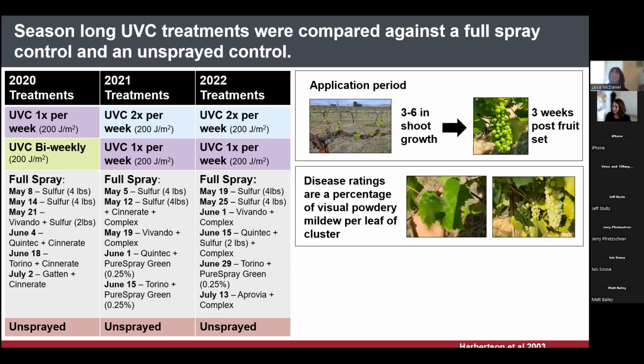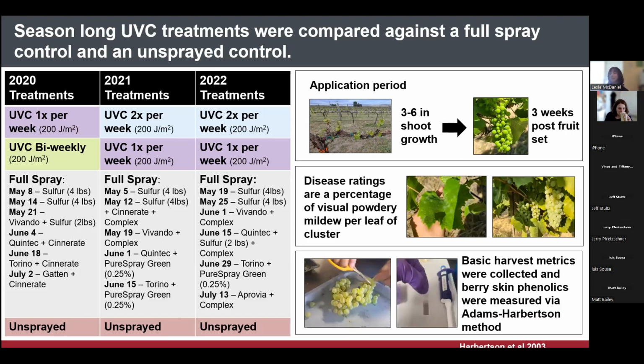We did disease ratings for each treatment. We evaluated 40 leaves and 40 clusters per treatment replicate. So there's a lot of disease, and then we took a percentage. So how much visual powdery mildew was on that leaf, and we looked at it as a percentage and wrote that down. And then to look at the berry quality, we harvested those berries. We took very basic harvest metrics, so your pH, your Brix, your TA, and then we went and skinned those berries, and we're looking at the phenolic composition of the berry skins.